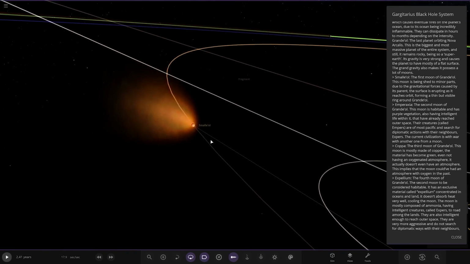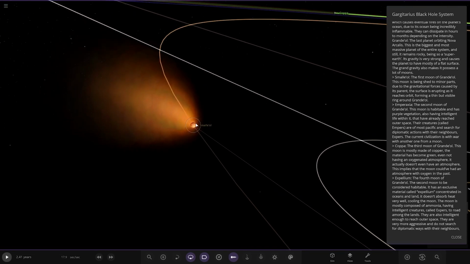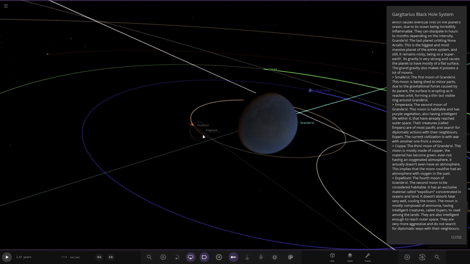Oh, wowee. So the moon here, Smaliol, the first moon of Grande O. This moon has been shed to minor parts due to gravitational forces caused by its parent. The surface is erupting as it reaches orbit, forming a thin but visible ring around the planet.